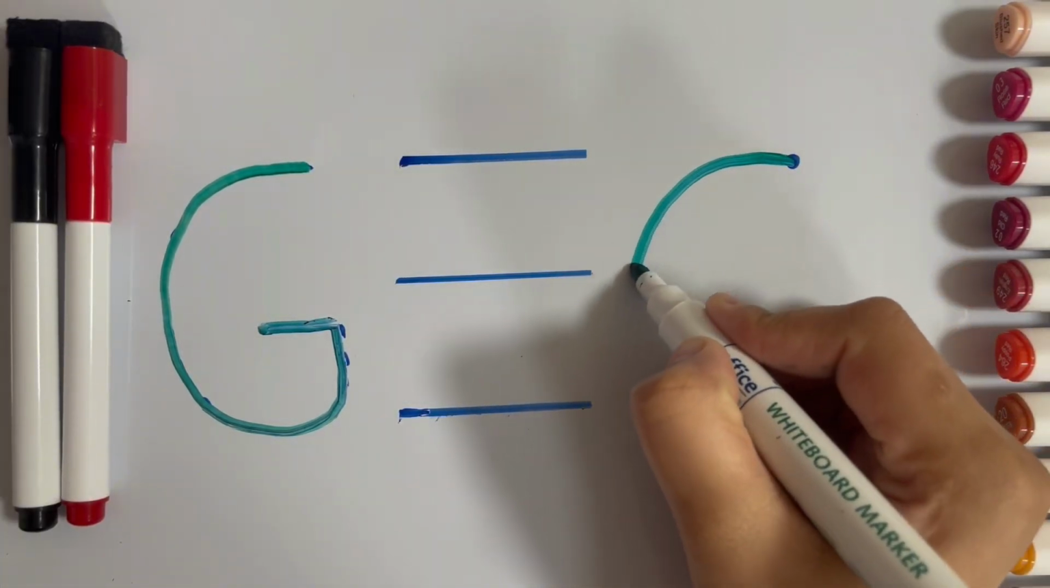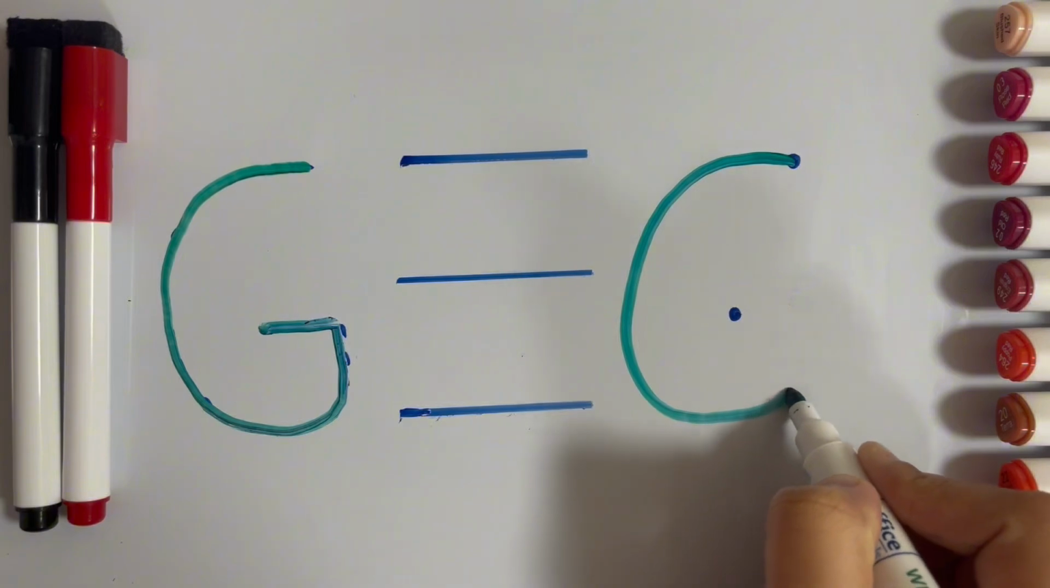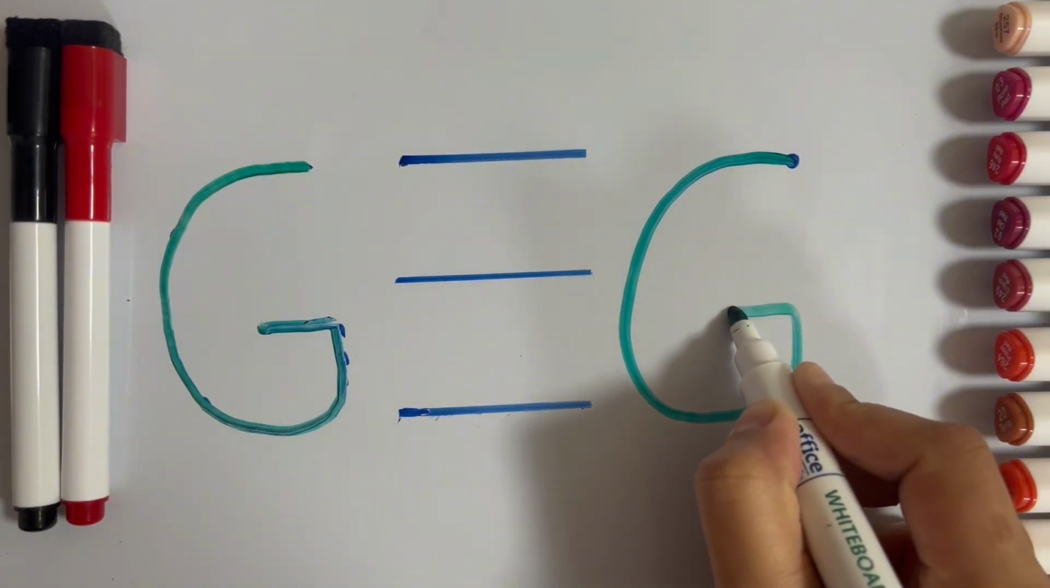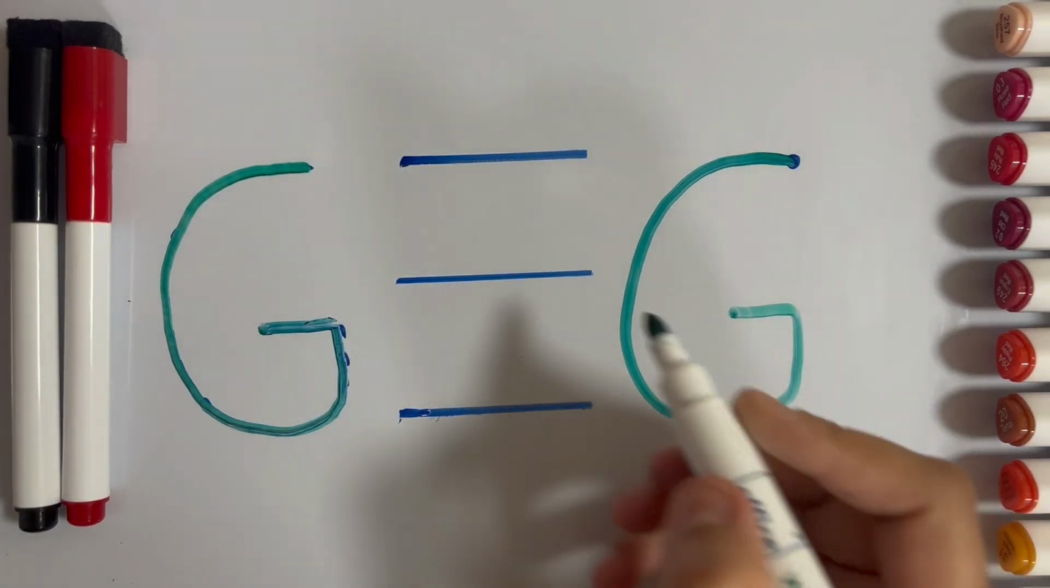Draw a big curve to the left. Small line going up, another small line to the left. G.